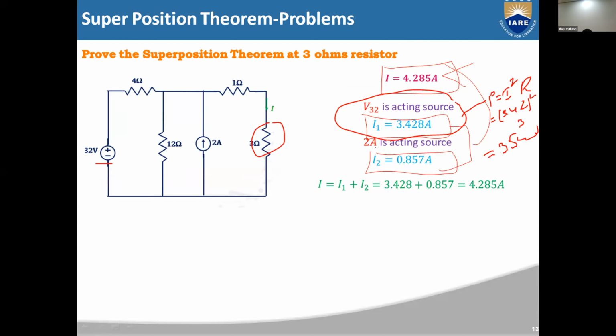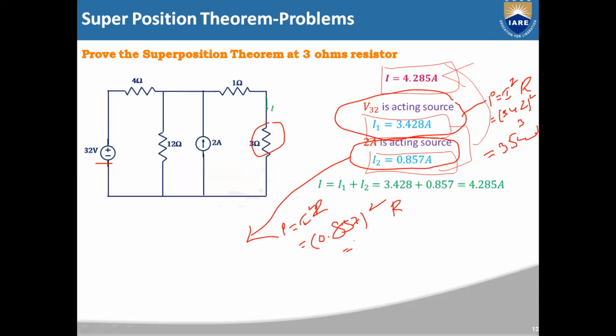Next case. Take the second case. What is the value of power here? P equal to? I squared into R. How much value did we get here? 0.852 squared into 3, 2.17. Okay, no problem. So this value plus this value: 35 plus 2.2, that is 37 watts.